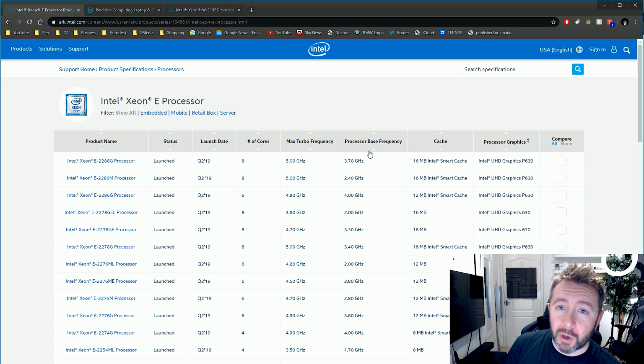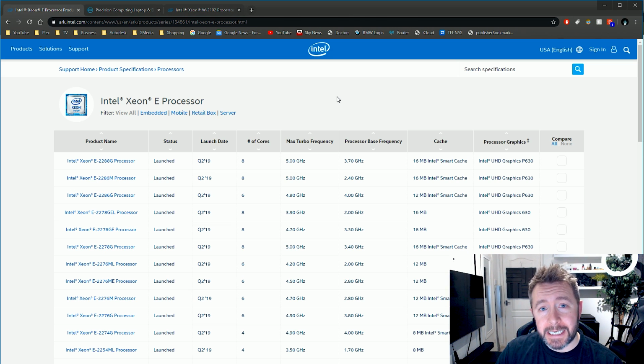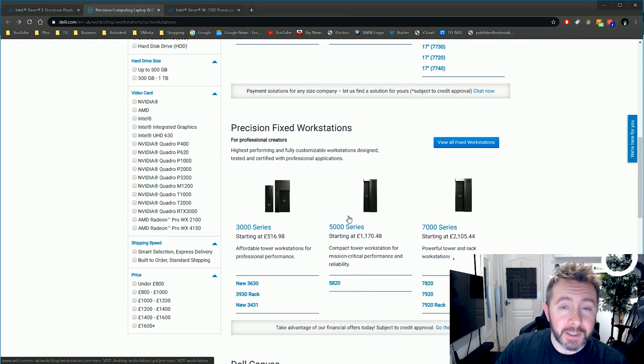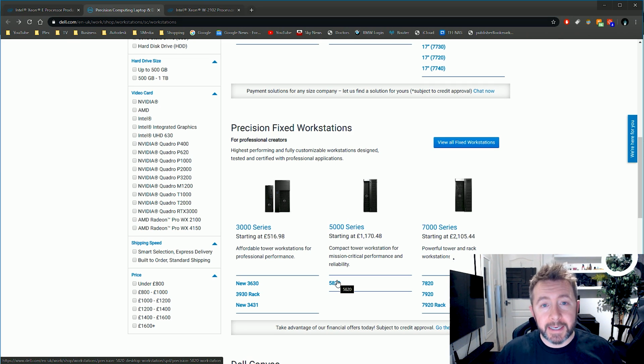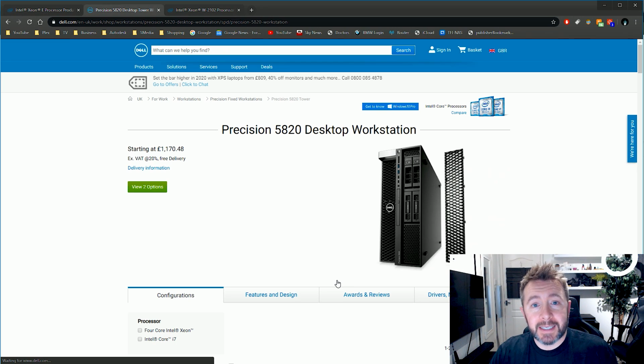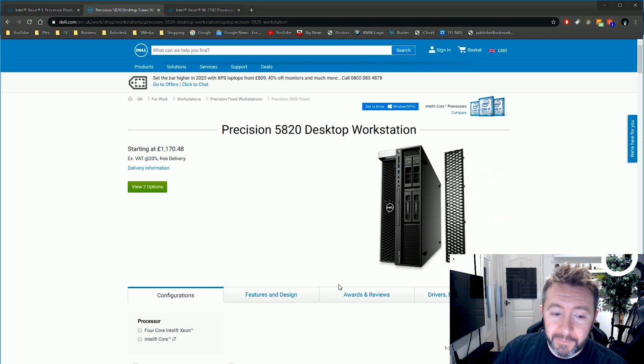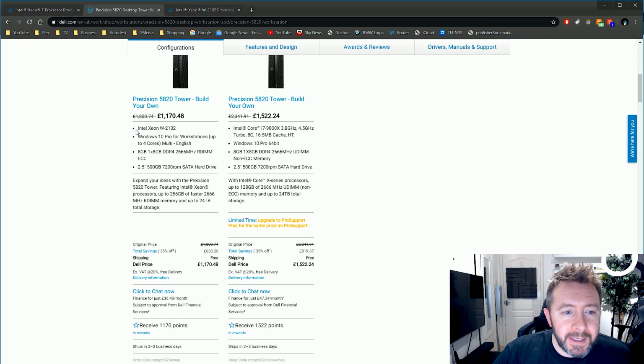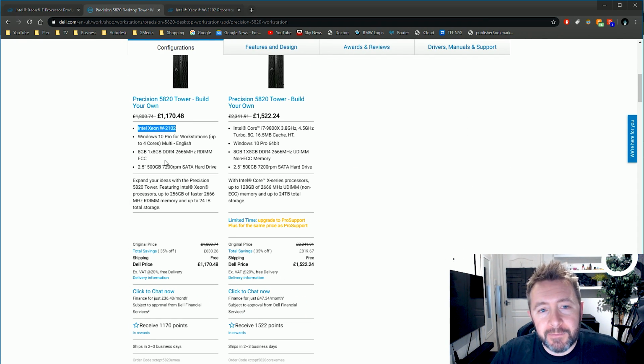Just a quick note on what to avoid, and it's pretty simple. Avoid the default option that the likes of Dell and HP will give you on their configurator. I went over to Dell's website, into their Precision workstation range, and clicked on the 5820, which is the current workstation you'll buy today. If you just accept the default configuration, which worryingly a lot of people do, it comes with the Intel Xeon W-2102.